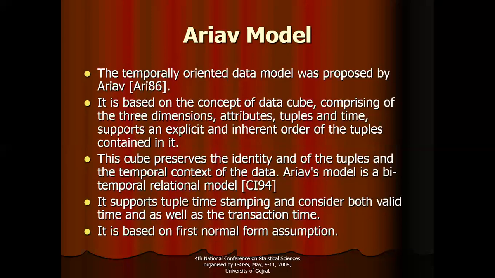Whenever somebody proposes a model, they always define it in terms of whether they support the tuple time stamping or the attribute time stamping. Both have their advantages and disadvantages. Most of the models which were proposed, if they are based on the relational model, prefer the tuple time stamping approach. Why do they prefer it? Because in the relational model, we have the concept of atomicity. So we try to keep that concept, and we do not want to change or amend it.